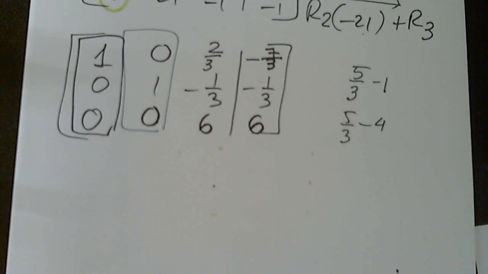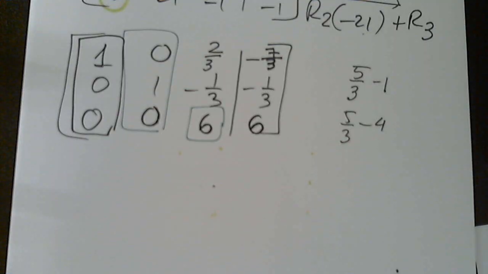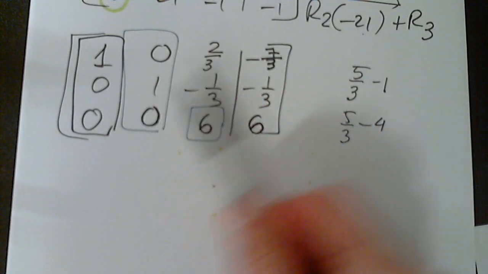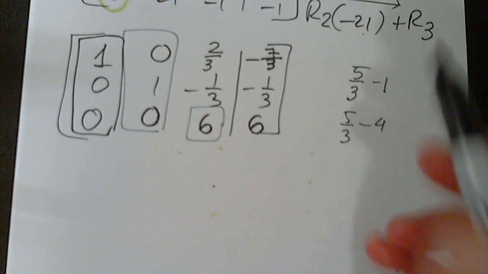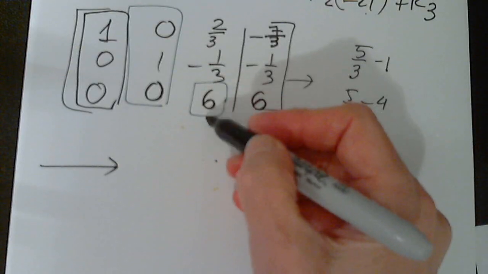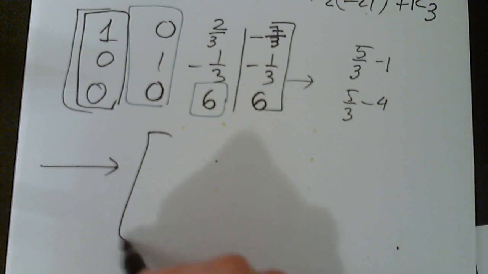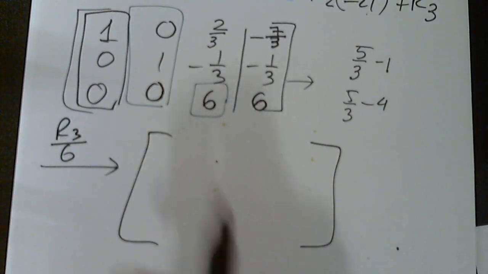This part is easy. I need to obtain a 1 here. How will I obtain a 1 here? Notice that I cannot write equal. Between this matrix and this matrix, I cannot write the equal symbol. I can only write an arrow. So I'll write an arrow. How do I get a 1 here? By dividing by 6? Exactly. So I am dividing row 3 by 6.